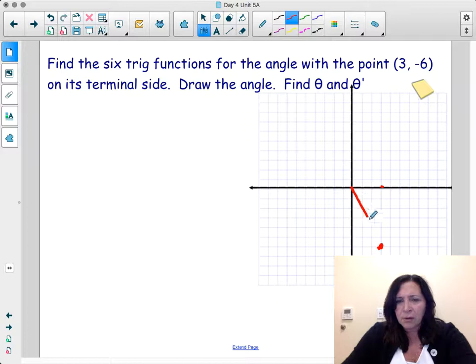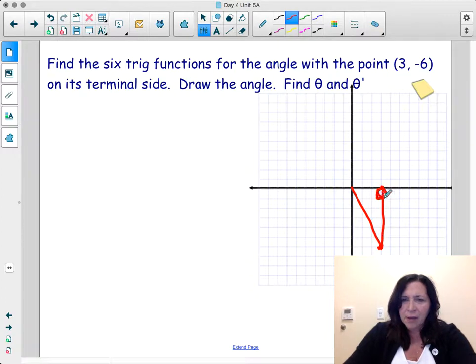Draw your angle. Where are you supposed to go back to? You're going to go to the x-axis. Always go to the x-axis. Never go to the y-axis, even if it's super close. So here we are.